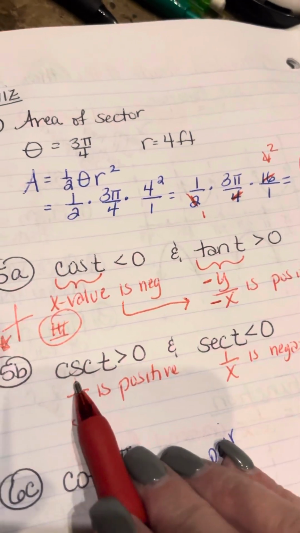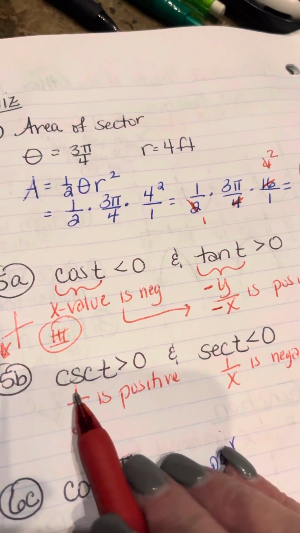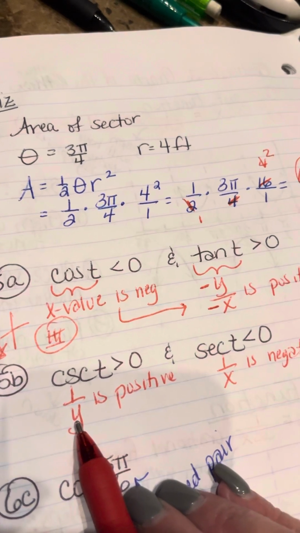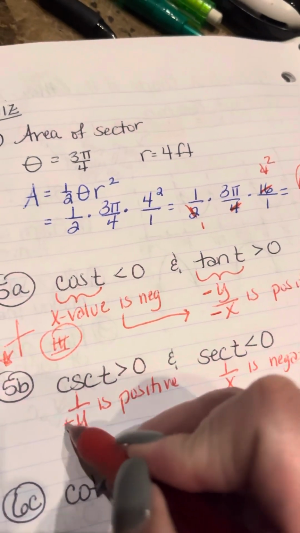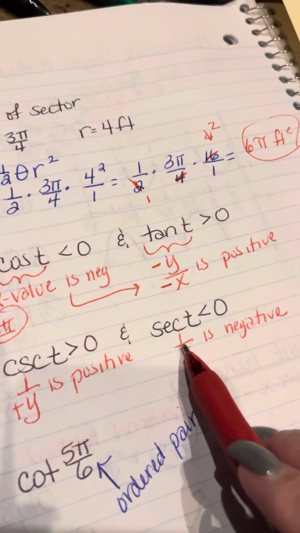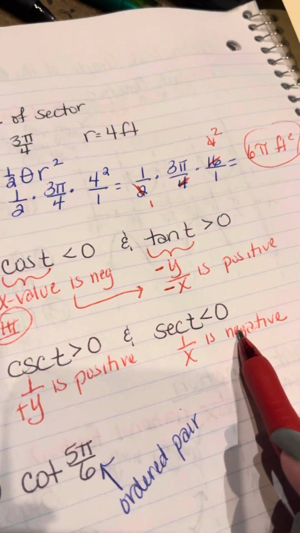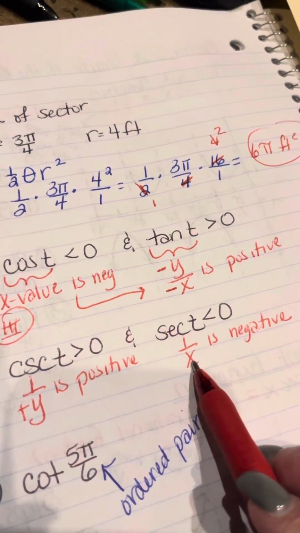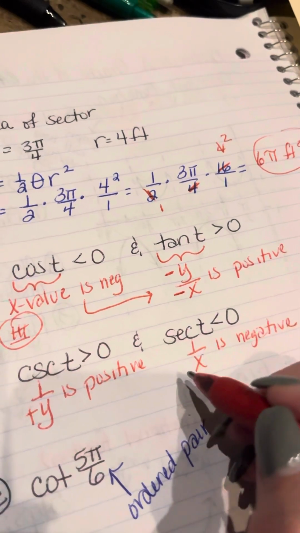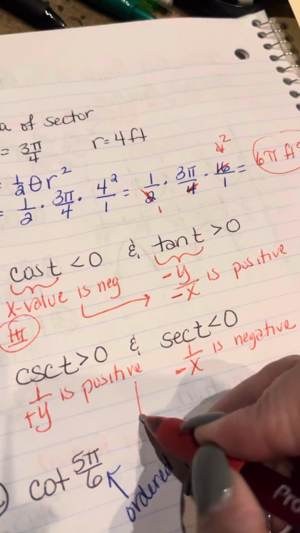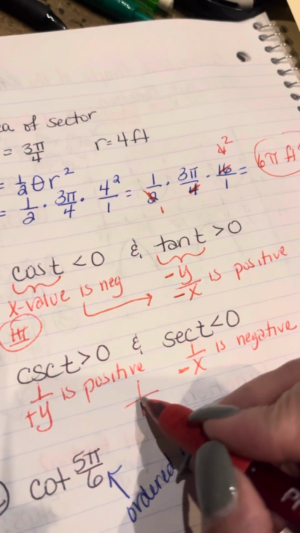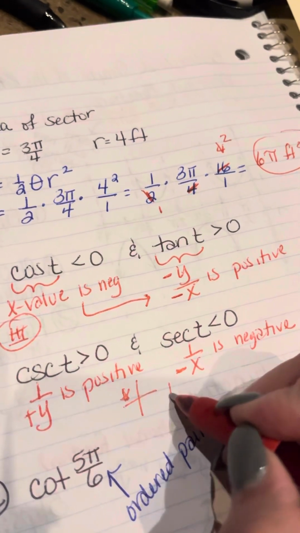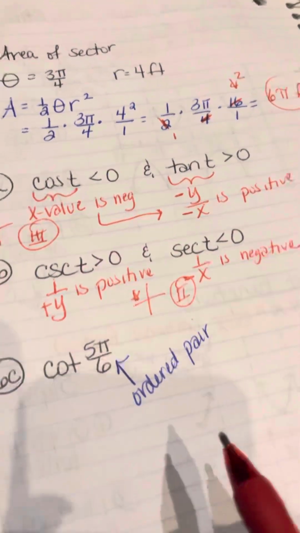Down here, you're told 1 over y is positive. A positive 1 divided by something to get positive means your y has to be positive. Here you're told 1 over x is negative. In order to get 1 positive divided by something and get negative, this has to be negative. So your x value is negative and your y value is positive. That's right there in quadrant 2.